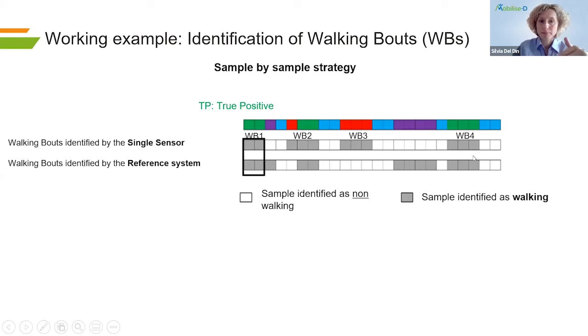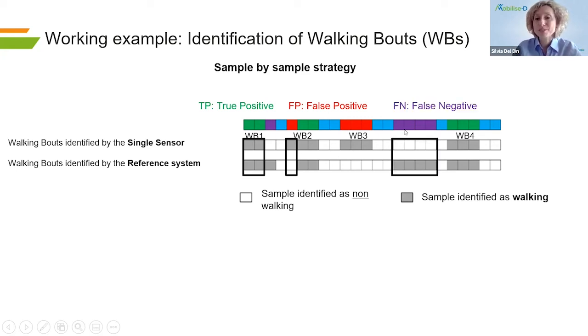For each sample, we're going to identify the true positives, so samples that are correctly identified by the single sensor as walking. We're going to then identify false positives, so those samples that are identified as walking by the single sensor, but that in reality are not walking as per the reference system. False negative: the single sensor is missing a walking sample here, incorrectly identifying something as not walking when the reference system identified that as walking. And then the true negative, when both systems, single sensor and reference system, identify something that is not walking.